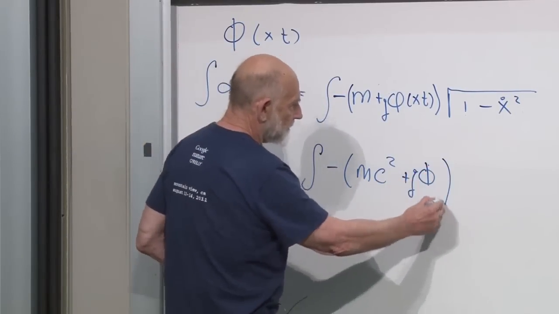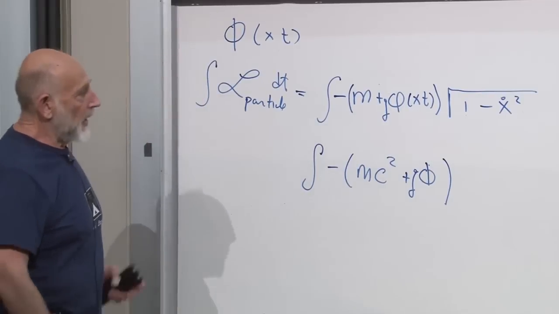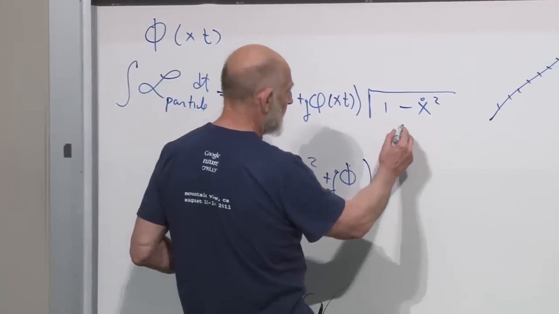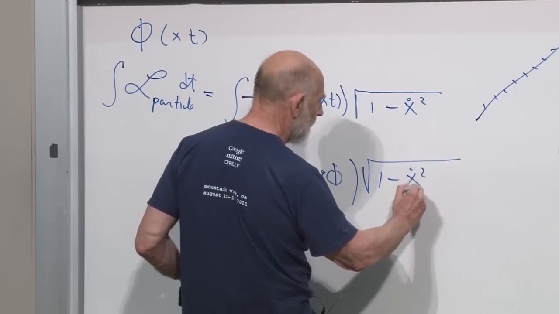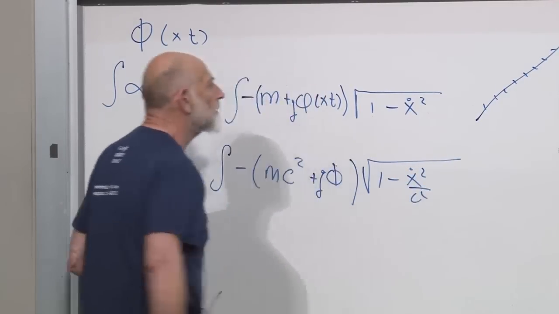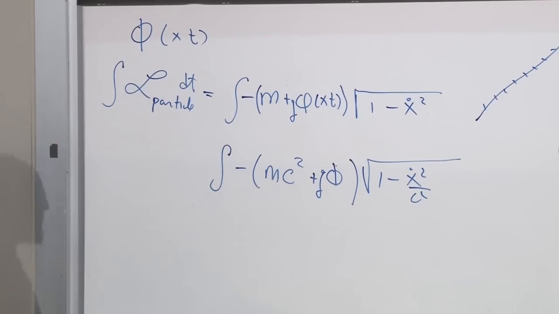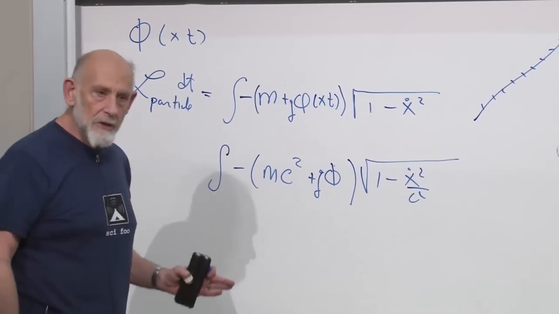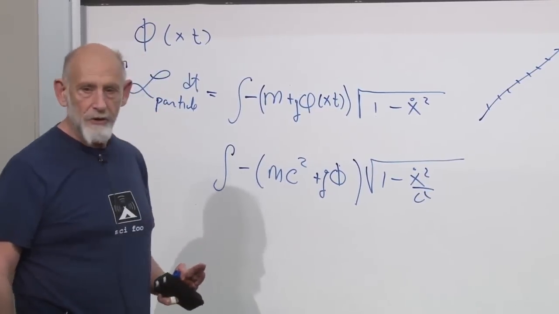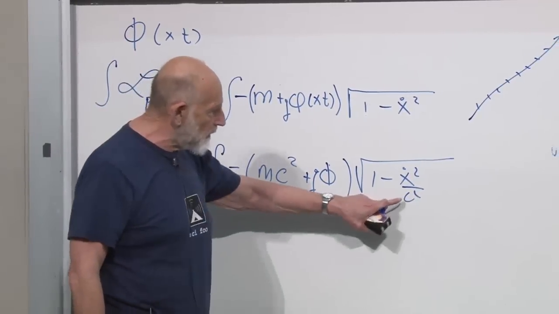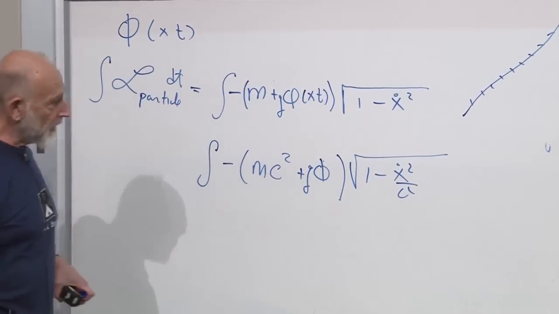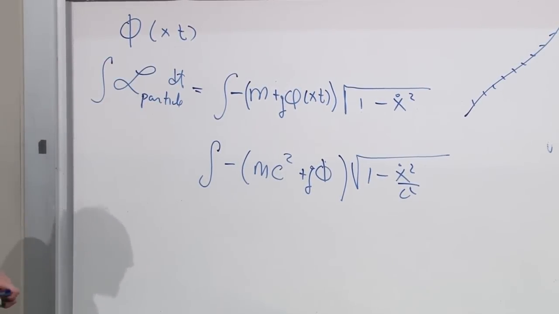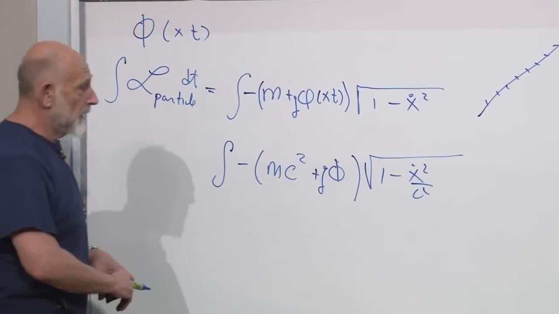Of course, this is square root of 1 minus x dot squared over c squared. That's the Lagrangian with all the speeds of light in place. And now let's go to the non-relativistic limit. The non-relativistic limit, when c gets very large, we expand the square root. We expand the square root using the binomial expansion.